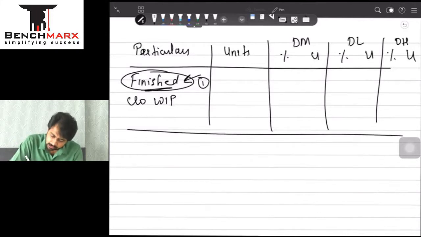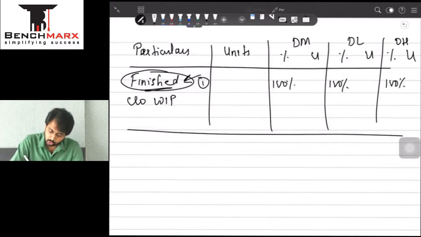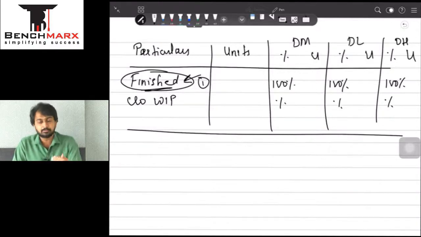For example, this will always be 100% because all finished goods are 100% ready, and closing stock percentage depends on the completion percentage. Whatever completion has happened will come into this percentage column. So that is the statement of equivalent output. All other concepts like my abnormal loss, abnormal gain will remain the same. First change, my statement will include only finished goods. They will not have the split.